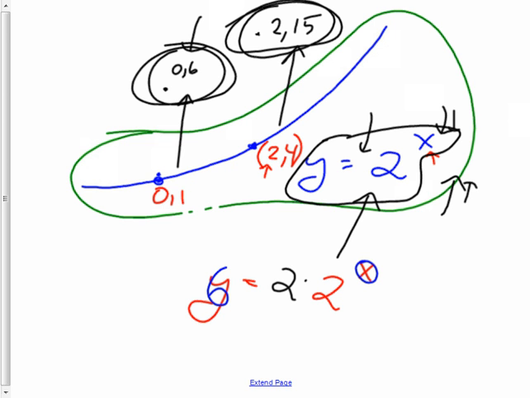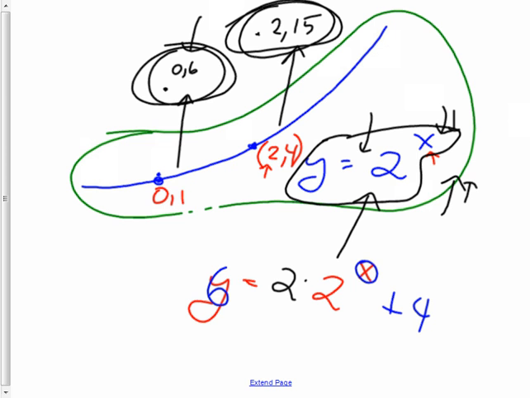Do you get how 6 does not equal 2 times 2 to the 0? Okay, but what would I need to add to make it work? Okay, this is a possible answer now, because now 2 to the 0 is 1, 1 times 2 is 2, 2 plus 4 is 6. Cool, that one works for that point.